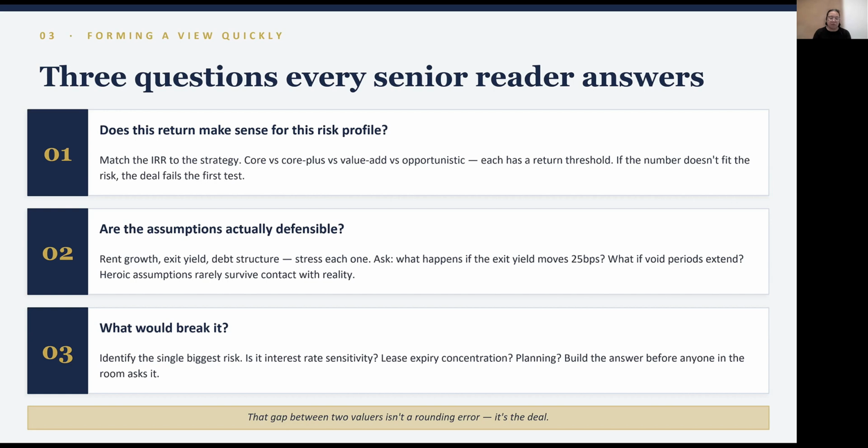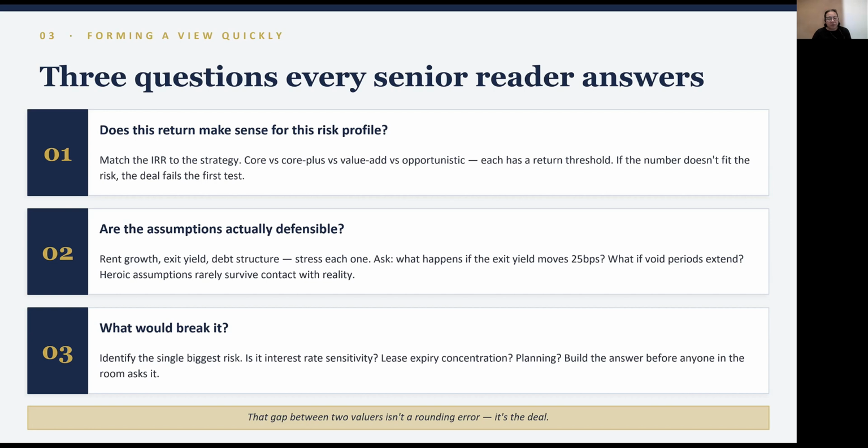It might be, what happens if the contractor goes bankrupt, or what happens if you expect to get a license for operating a hotel or a convenience store, whatever it is, and you don't get it? What is the plan B? What does it look like with the plan B as well? So build the answer before anyone else asks it. It's good to have an idea of what the questions are.